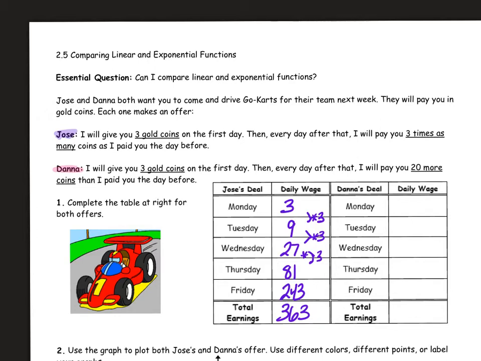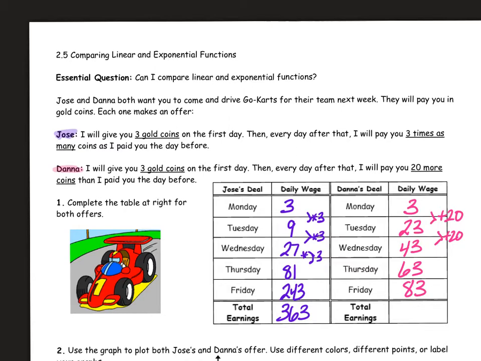So next we're going to do Donna's deal. And Donna's deal starts out the same way. It says, I will give you 3 gold coins the first day. And then every day after that, I will pay you 20 more coins. So she's only going to pay me 20 more coins. So 20 plus 3 is 23, and then again I'm going to add 20, so it gives me 43, and then 63, and then 83. And I'm going to pause again. Answer the question: if you work for Donna for the week, what's the total earnings that you make?